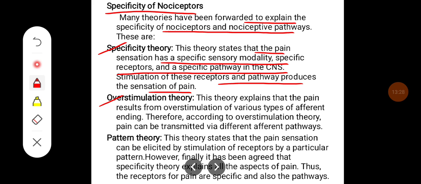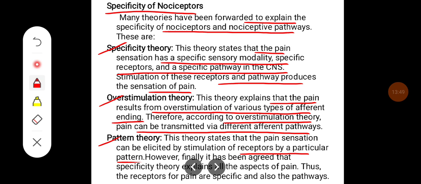Overstimulation theory. This theory explains that pain results from overstimulation of various types of afferent endings. Therefore, according to the overstimulation theory, pain can be transmitted via different afferent pathways. The pattern theory. This theory states that the pain sensation can be elicited by stimulation of receptors by a particular pattern. However, finally it has been agreed that the specificity theory explains all these aspects of pain. Thus, the receptors for pain are specific and also the pathways.